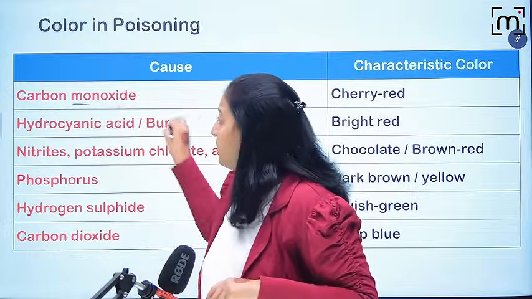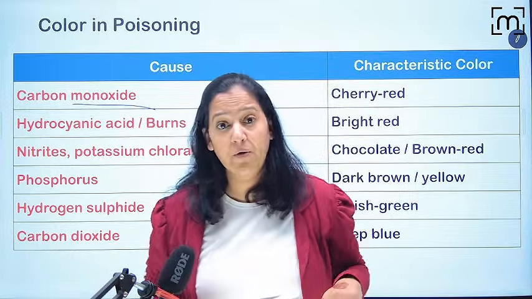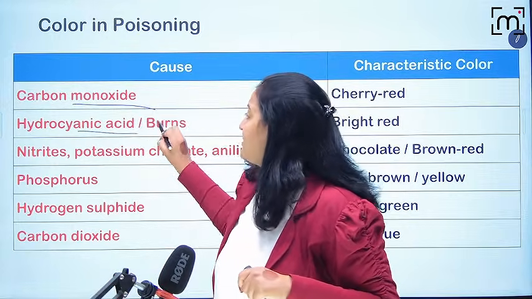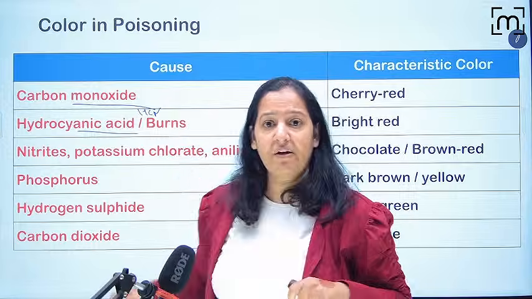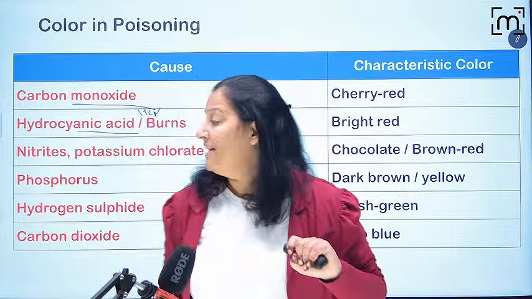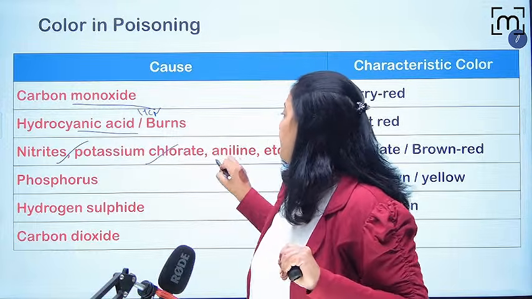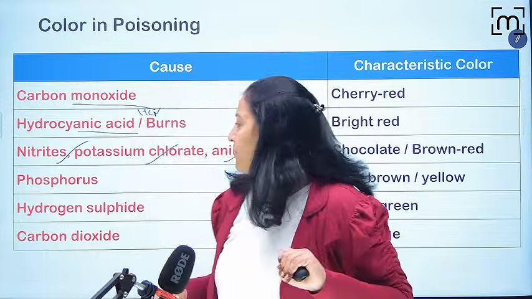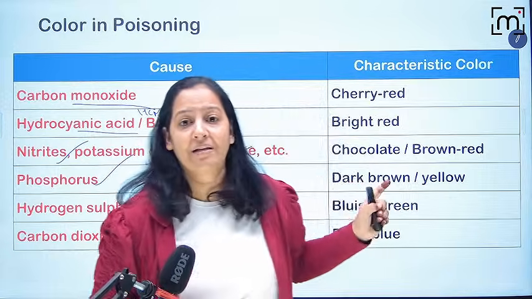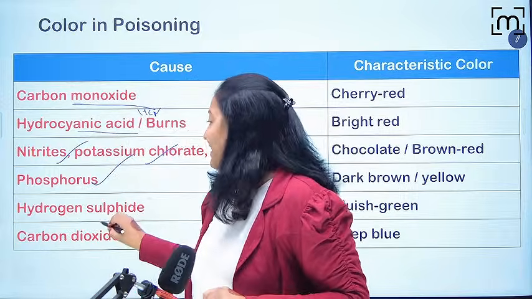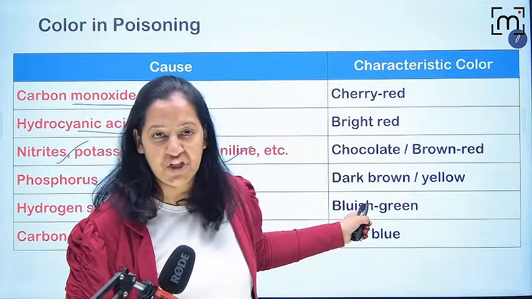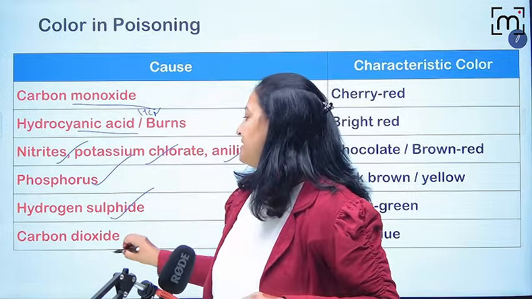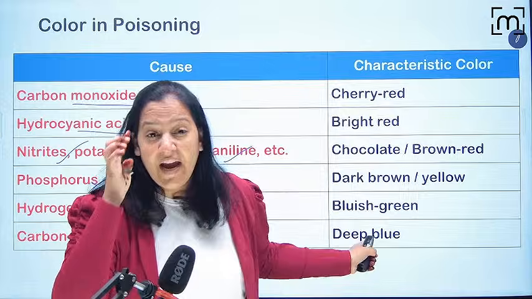But in case of carbon monoxide poisoning, lividity is cherry red in color. If death is due to hydrogen cyanide (HCN) poisoning, or due to burns, it is bright red in color. If death is due to nitrites or potassium chloride or aniline, the lividity is chocolate brown in color. In case of phosphorus poisoning, the lividity is yellow in color. In case of hydrogen sulfide, it's bluish green. Bluish is normal too, but here it is greenish, in case of hydrogen sulfide. In case of carbon dioxide, it is deep blue in color.